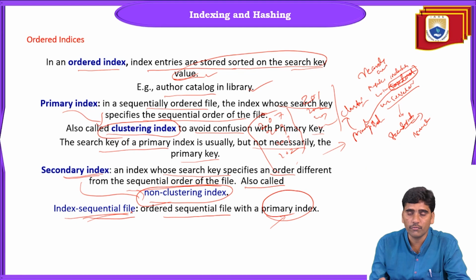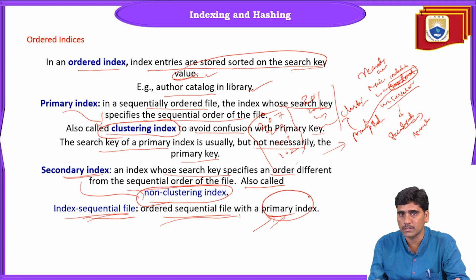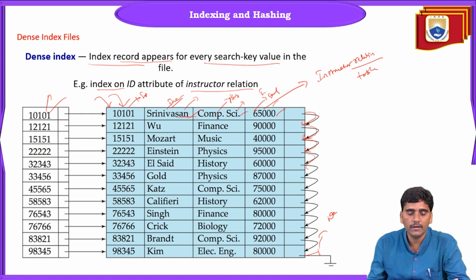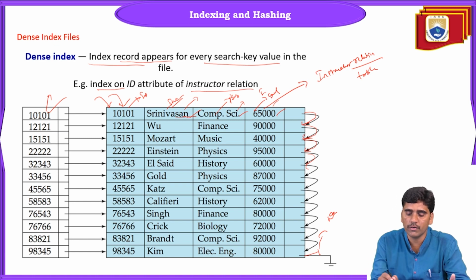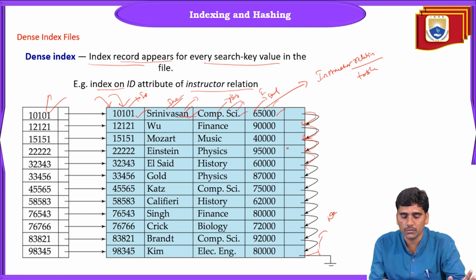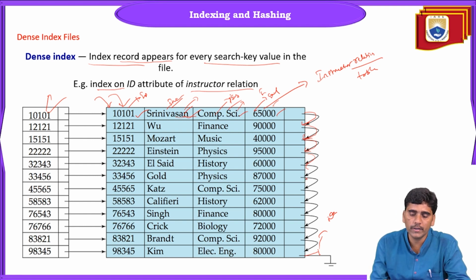And the index sequential file: an ordered sequential file with a primary index. Dense index files contain an index record for every search key value in the file. These are the index records: instructor ID, instructor name, instructor subject, instructor salary. All these are index values.